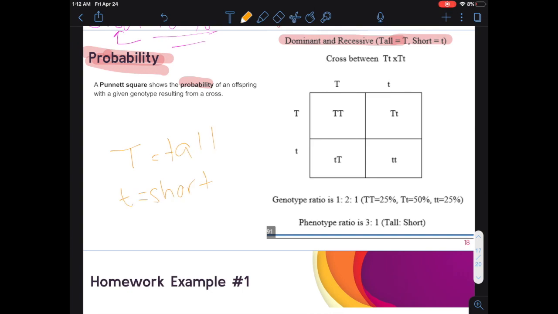So let's look at the parents. This parent, capital T, lowercase t. So they are heterozygous. Same thing with this parent, capital T, lowercase t. They are also heterozygous. So both of their genotypes are big T, little t, and both of their phenotypes are tall, because tall is dominant to being short.